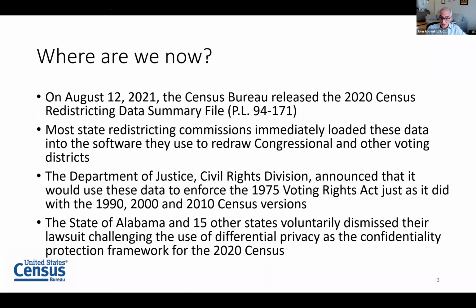The Department of Justice Civil Rights Division, shortly after our release, announced that it would use these data to enforce the 1975 Voting Rights Act, just as it did with the 1990, 2000, and 2010 census versions. The state of Alabama and 15 other states voluntarily dismissed their lawsuit challenging the use of differential privacy as the confidentiality protection framework for the 2020 census shortly after the data release.